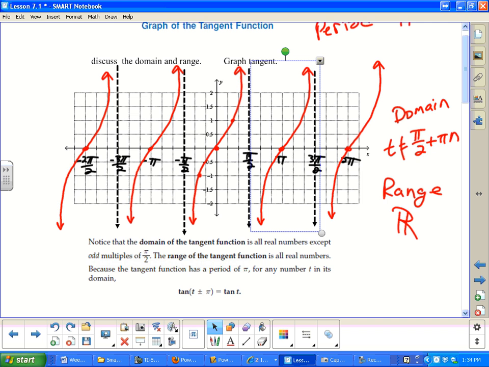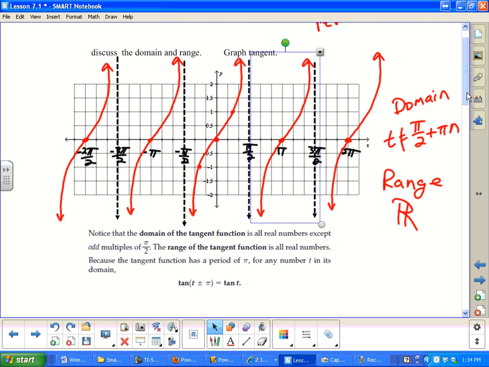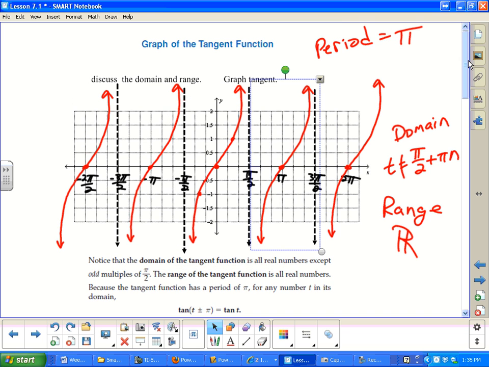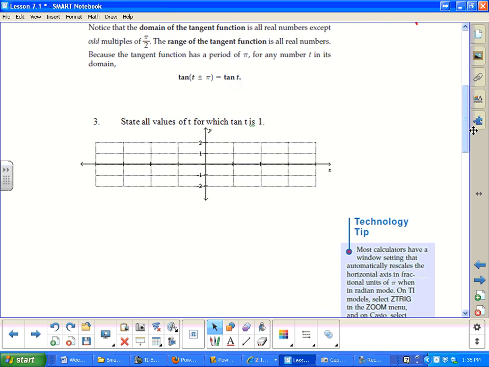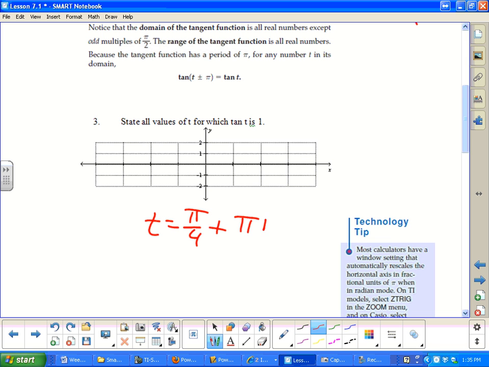Okay? But the question is, when does tangent equal 1, right? Okay? So tangent equals 1 at pi over 4. And then how far do I have to go to the next time it happens? I have to go pi because that's what our period is for tangent. So my answer here is going to be t equals pi over 4 plus pi n, not 2 pi, but just pi n, where n is an integer.